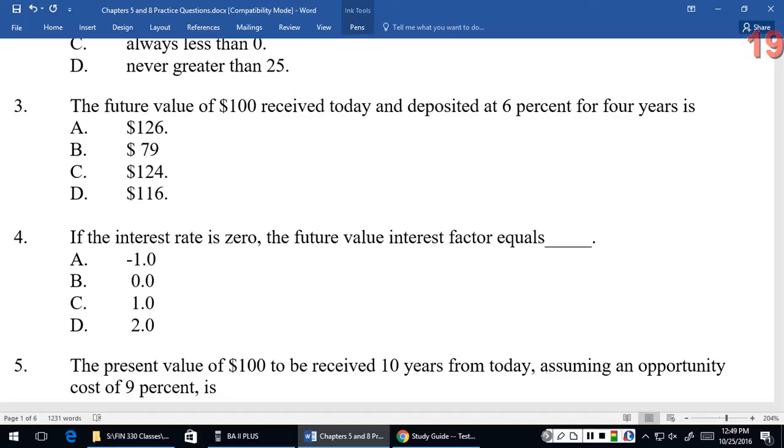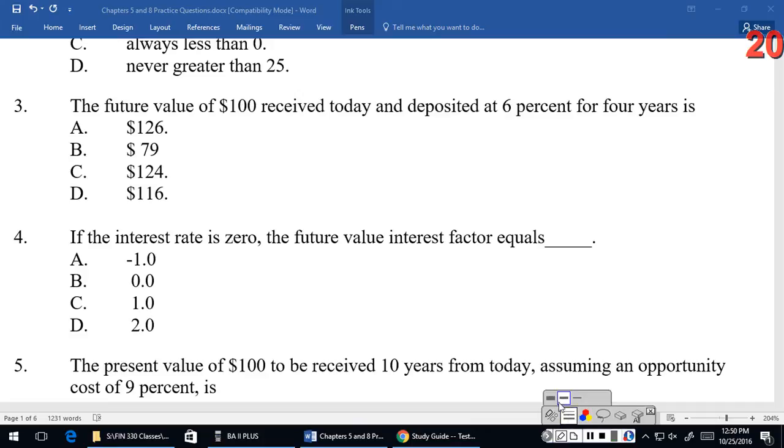Now let me say something about this answer A and answer C. With this type of problem, typically what I try to do is I try to make the answers far enough apart so that you're not really confused if there's a rounding issue about, well, should it be 124, should it be 126? You know, there's typically going to be a much greater difference between the possible answers than that. Okay, that's just kind of an oddity. But the future value is 126.